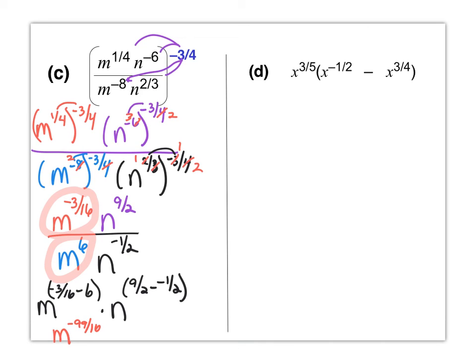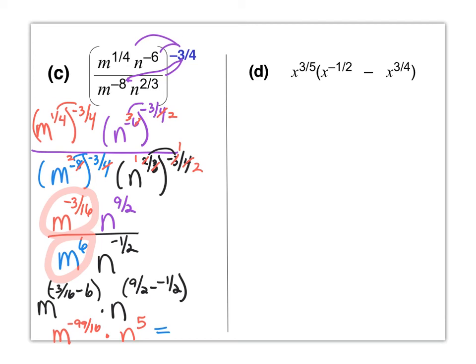You can simplify negative 3 over 16 minus 6. You'll get a decimal, but you want to write your answers as fractions in reduced form. So we get m to the negative 99 over 16 times, and if we subtract 9/2 minus a negative 1/2 and simplify, we get n to the 5th power. Now we're very close to the final answer.